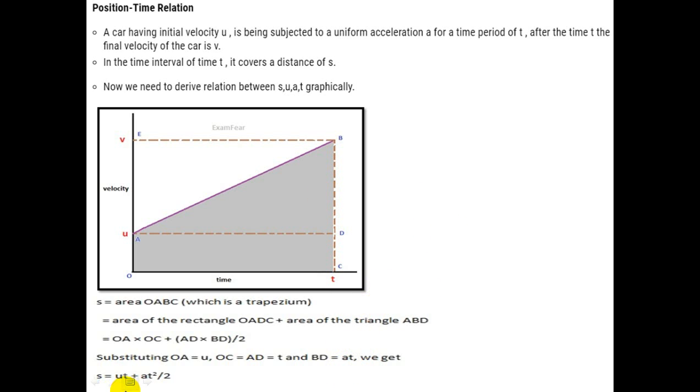We get S is equal to UT plus half AT squared. Now when we put all the values here, what formula do we get? S is equal to UT plus half AT squared. We already derived this formula through the equation, and now we have seen it through the graph also.